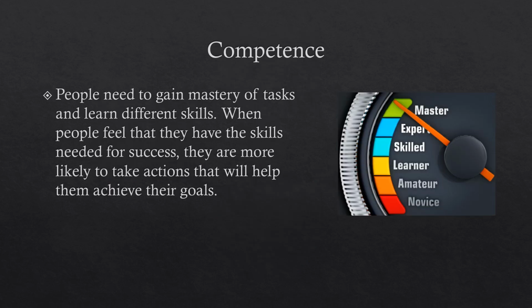So let's break these down a little further just to ensure clarity. So under competence, right, people need to gain mastery of tasks and learn different skills. When people feel that they have the skills needed for success, they are more likely to take actions that will help them achieve their goals. Let's think about motivation in a work setting, okay, a workplace setting. Have you ever completed a task at work where you feel like you didn't know exactly what to do? Right? That can really hinder motivation and encourage a high turnover rate for employees.